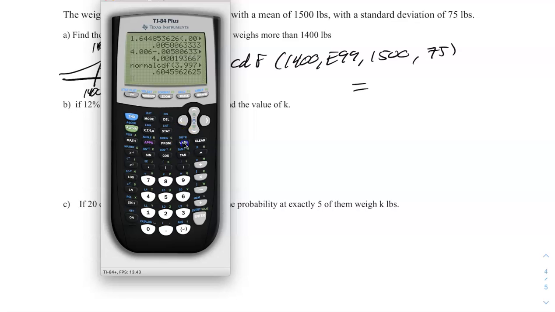So second distribution, normal CDF, 1400, E99, 1500, 75. So 0.90878, or again, 3 sig figs, 0.909. So you get that one.